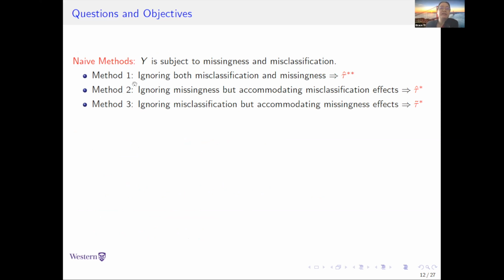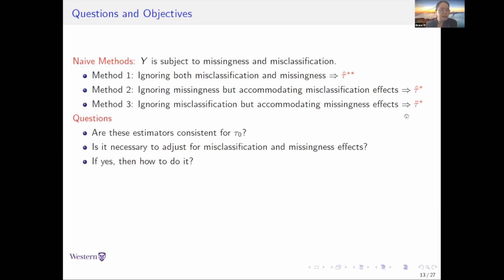So depending on our expertise, we might be able to think of three approaches, which are called naive. Naive approach in this sense means I'm going to ignore some features, either missingness or misclassification, or even both. If I ignore both features, I'm going to use the notation tau hat double star. If I ignore missingness but incorporate the misclassification effect, I'm going to let tau hat star represent it. Otherwise, ignoring the misclassification effect but accommodating the missingness effect, I'm going to use tau theta star to represent it.